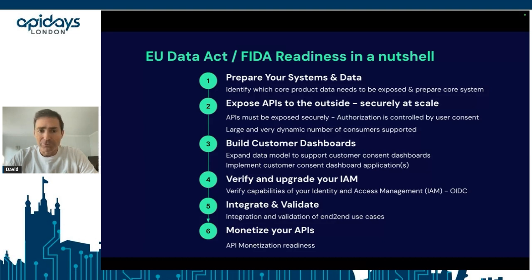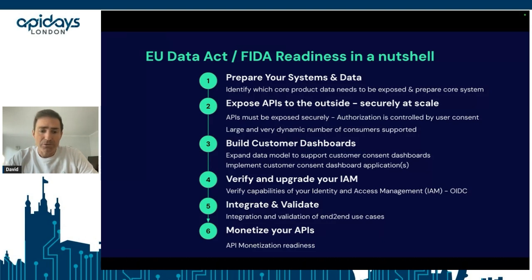Third point, build customer dashboards. I already mentioned what these are for, and this will require that the data model of companies is expanded. Fourth, verify and upgrade the capabilities of your identity and access management infrastructure. Fifth, integrate and validate. As there are multiple partners here, data users and data holders, there are a number of end-to-end scenarios, and not only the happy path has to be defined and tested, but also multiple error conditions, and this is going to represent effort.